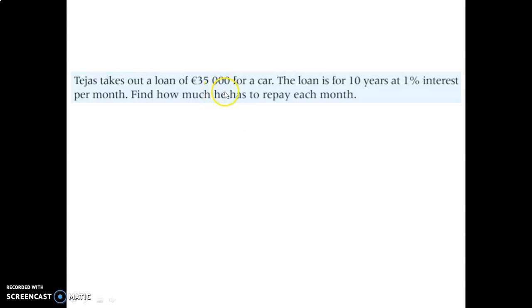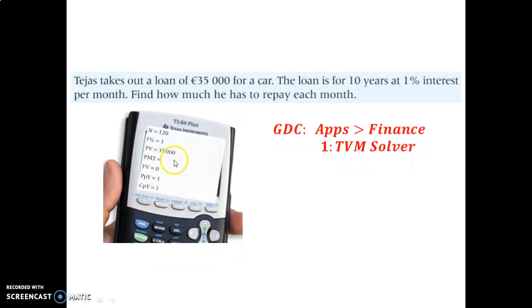So here's a problem like that. This person takes out a car loan, this much. They need to pay it off in 10 years at 1% interest every month. Let's see how we do it. So enter these values on your app. 120. Why is it 120? Because it's 10 years and they pay every month, so 120.